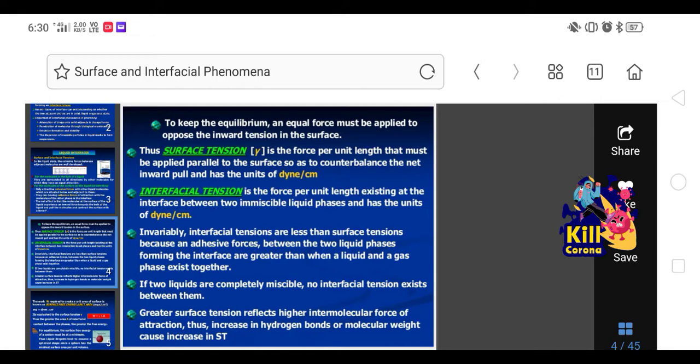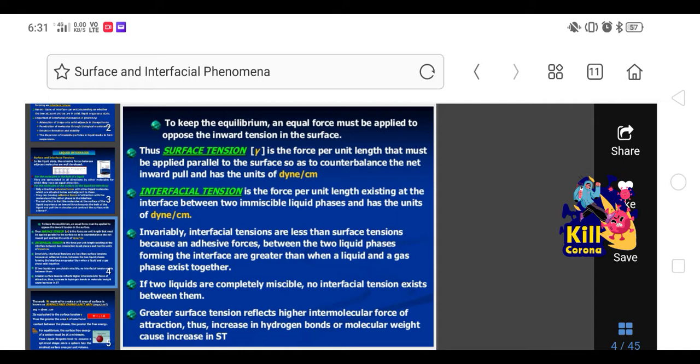So to keep this equilibrium, an equal force must be applied to oppose the inward tension in the surface, and it is called surface tension. It is the force per unit length that must be applied parallel to the surface so as to counterbalance the net inward pull, and hence the unit of surface tension is dyne per centimeter.